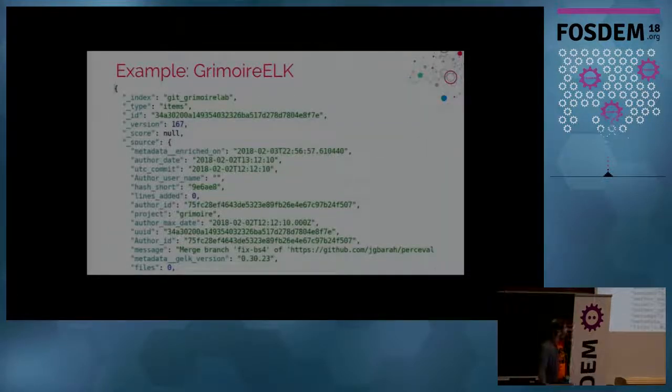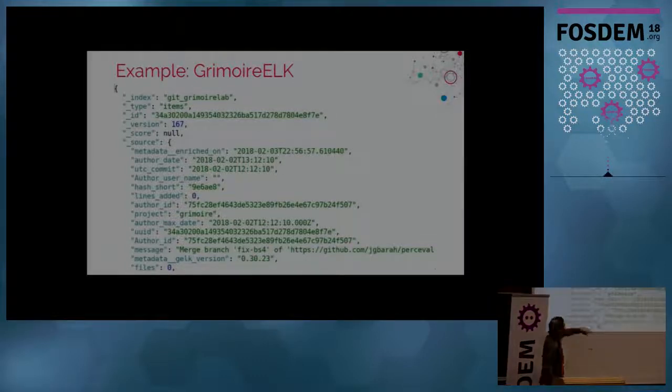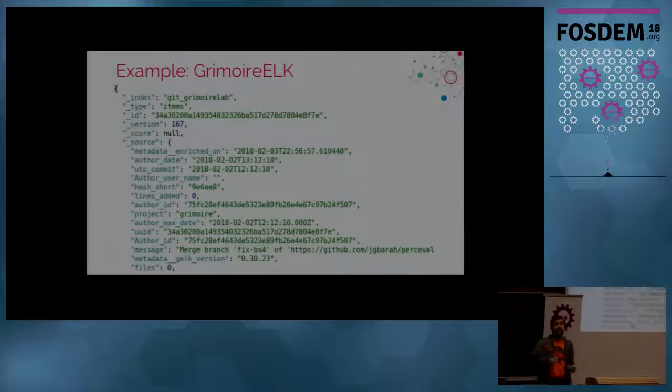This is an example of the information that GrimoireLab is producing. So this is for a commit, and there's much more information down here, but you can get the idea. So it's just a simple JSON document where you have some information related to Elasticsearch, which is on the top, and then some fields, which are the information that we are extracting from the data sources. And since it's just a JSON document, or in Python, a Python dictionary, it's very easy to work with.